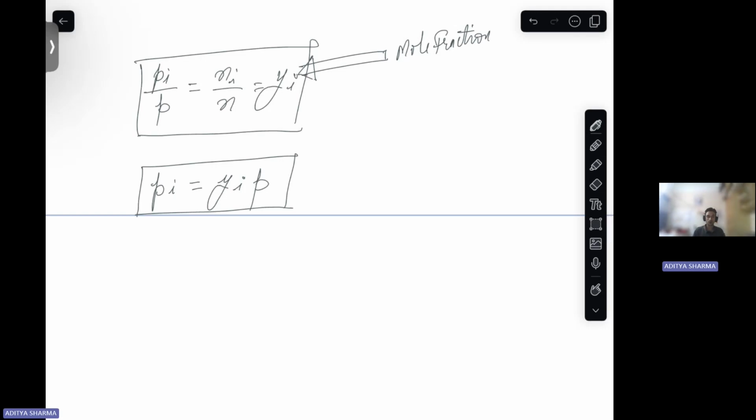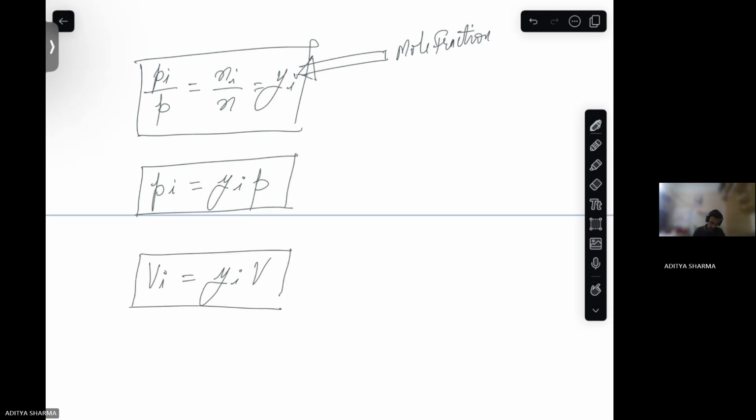Then there is your volume fraction. Same way, volume fraction can be reduced. The expression for it can be found out.